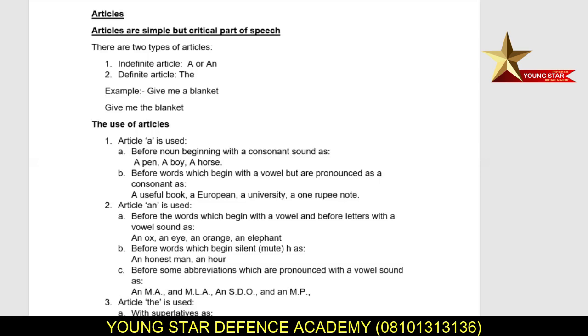In this example, give me a blanket means koi bhi blanket. Like we don't have any particular thing in our mind that which blanket we are talking about. So give me the blanket means हम किसी एक particular blanket की बात कर रहे हैं कि हमें सिर्फ वही blanket चाहिए. इन दोनों में ये डिफरेंस है.